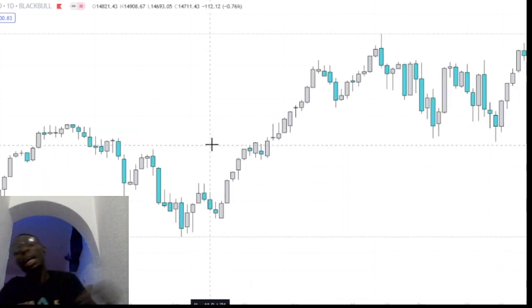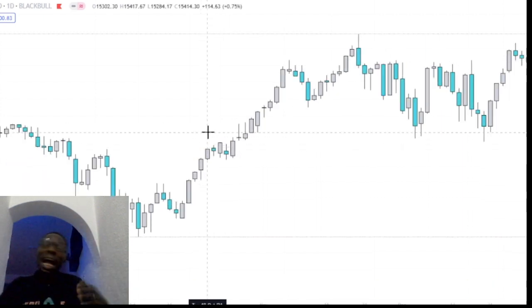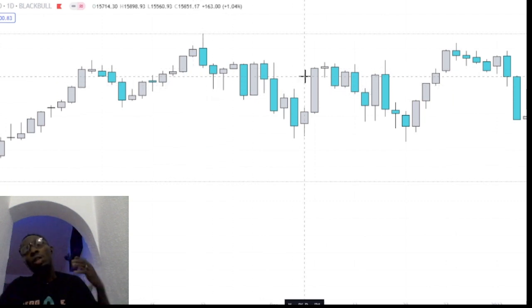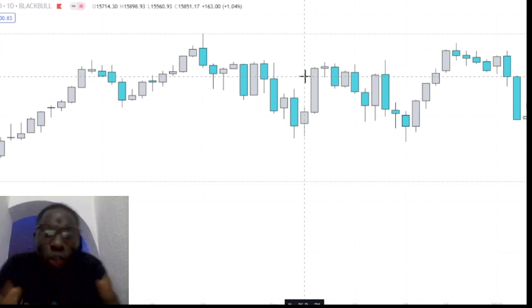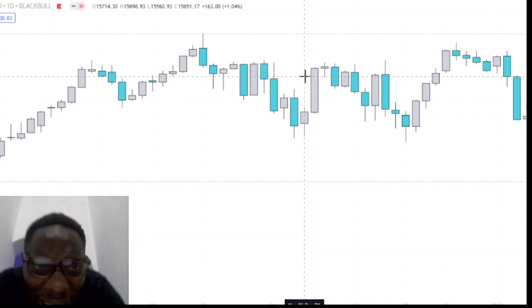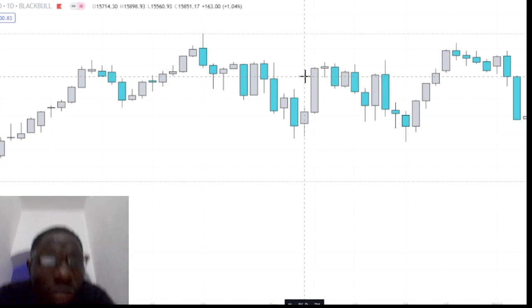So this is going to be an assignment. Go into the chart and identify all these things. Those of you that are completely new to this, try to identify it, screenshot it, name it, and send it to us on the group.